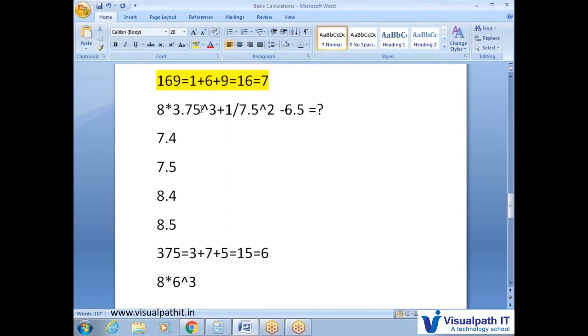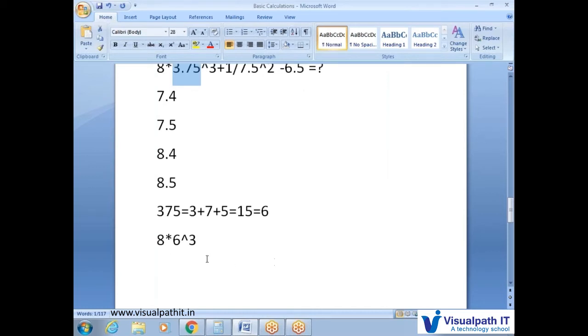8 into, in this place, what is the value? 6. 375 is the number, not 3.75. So eliminate the decimal value also. Not using decimals. So 375 means a 3-digit number. So 3 plus 7 plus 5. What is it? 15. 15 also is a double-digit number. So again converting into a single digit. 1 plus 5 is equal to 6.